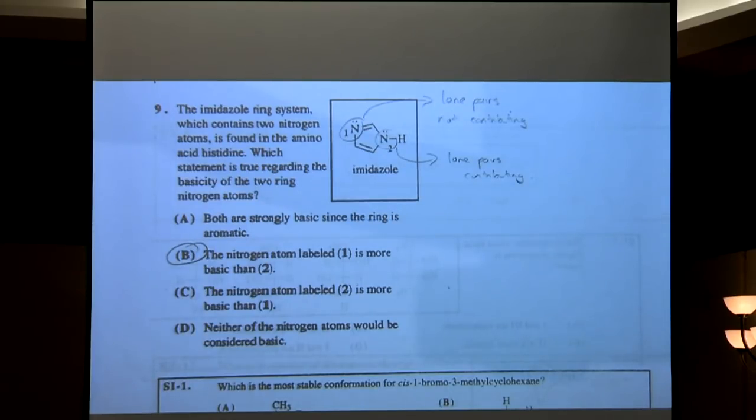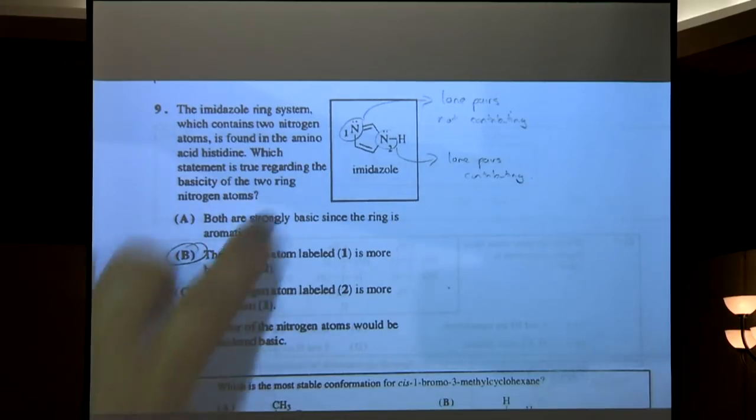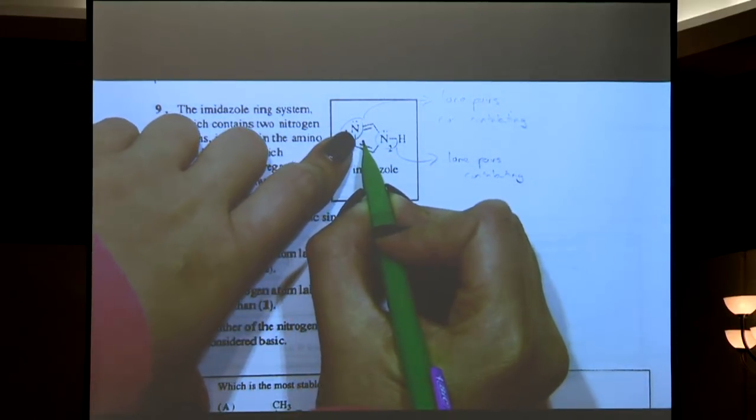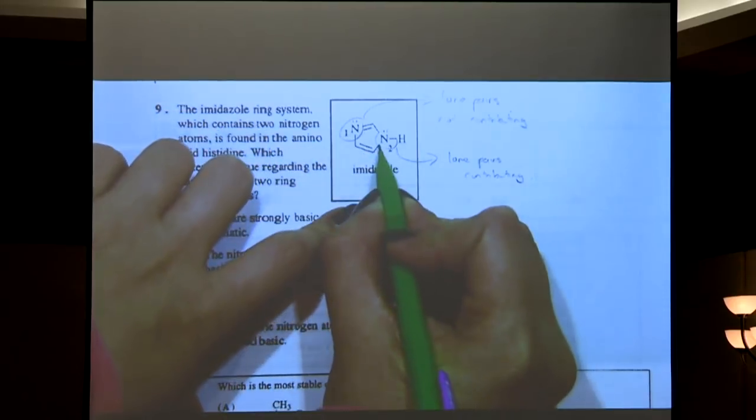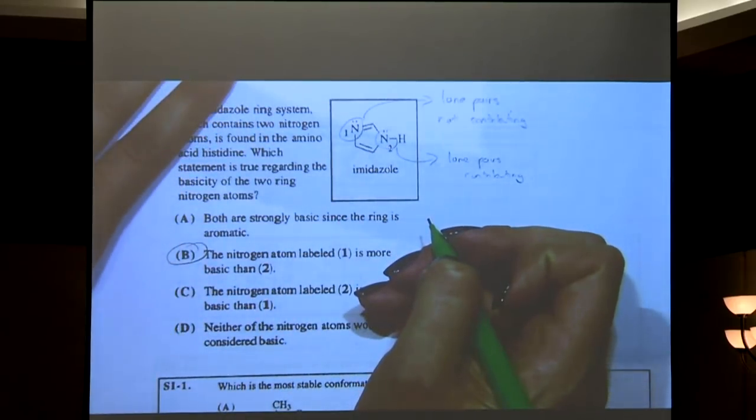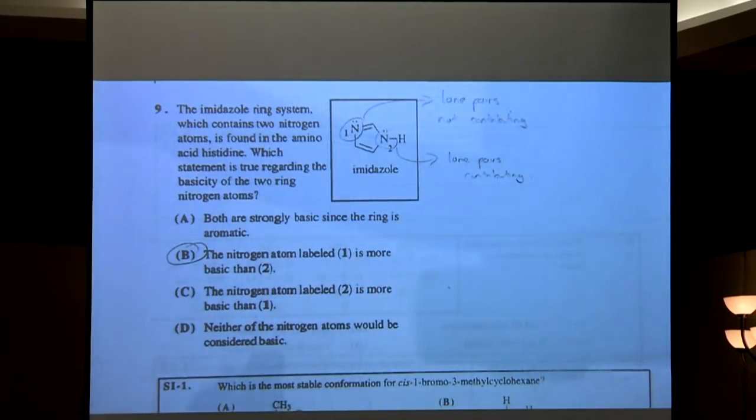Yeah. If the double bond is directly attached to the nitrogen, then it's not contributing. If you look at this nitrogen, no double bonds are actually touching it. Any other questions? Yeah. Yes, it's more basic than the one that's actually giving those lone pairs to the aromatic system. Yep. Any other questions? All right.